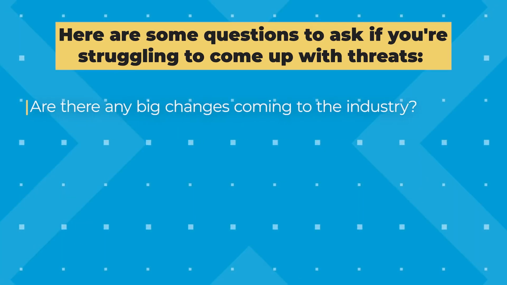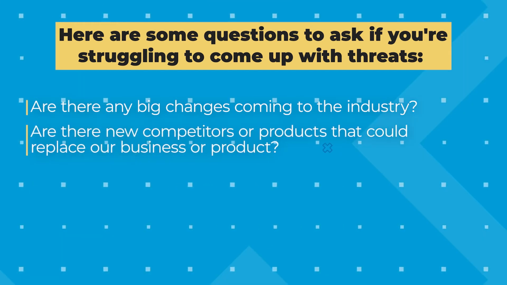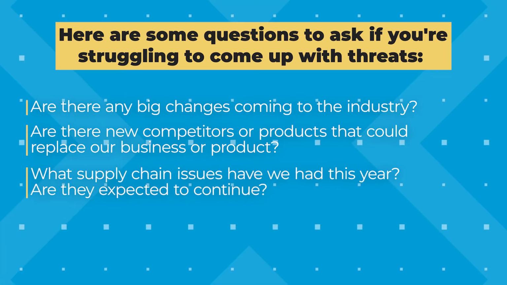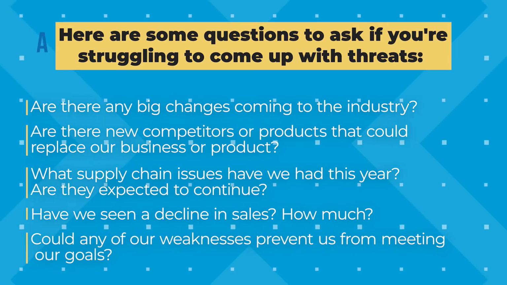Are there any big changes coming to the industry? For example, privacy changes affecting digital advertising globally. Are there new competitors or products that could replace our business or our product? What supply chain issues have we had this year? Are they expected to continue? Have we seen a decline in sales? How much? Your hard data is essential here. Could any of our weaknesses prevent us from meeting our goals?